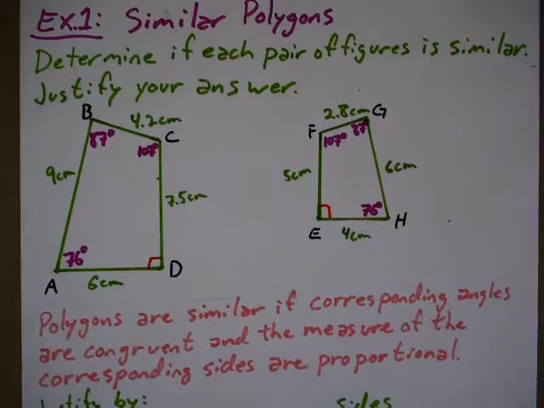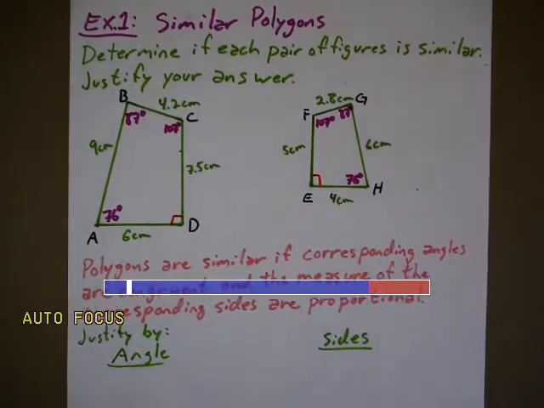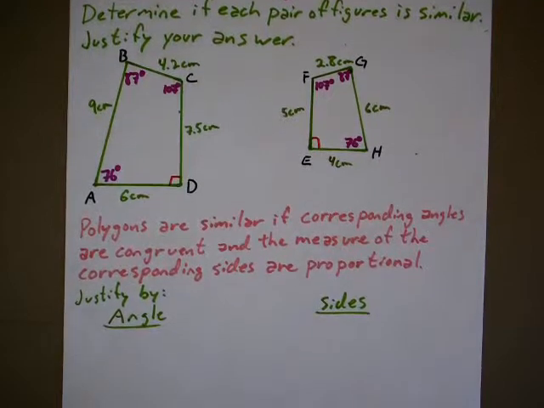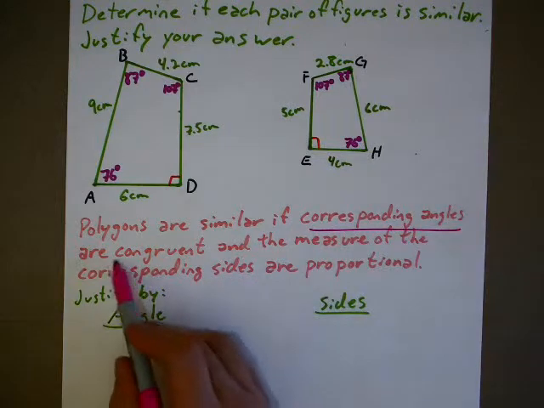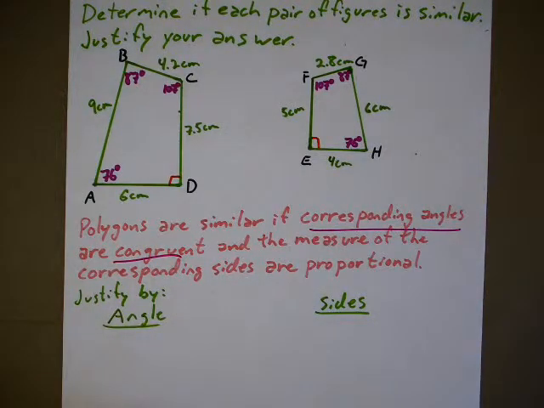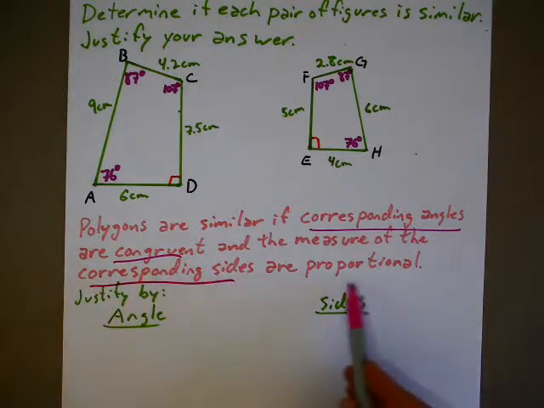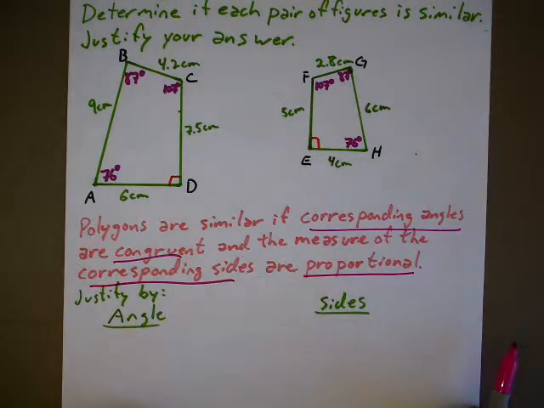So this is what we need to know. Let me zoom out a little for you. Okay, so what you need to know is that polygons are similar if there are two factors involved. If their corresponding angles are congruent and the measures of their corresponding sides are in the same proportion. So let's take a look at what that's going to mean for us.